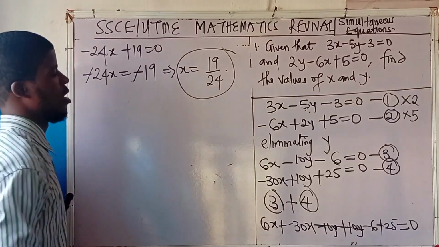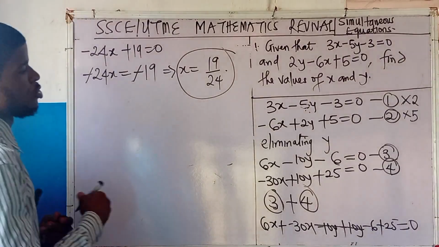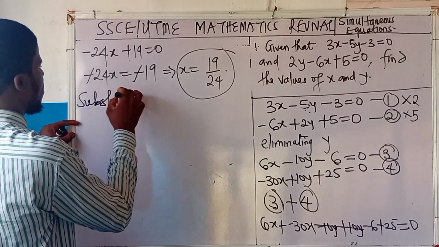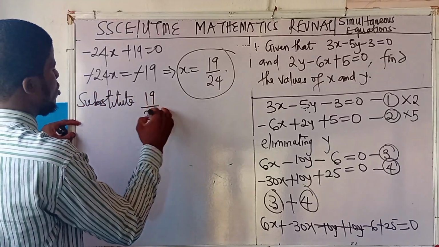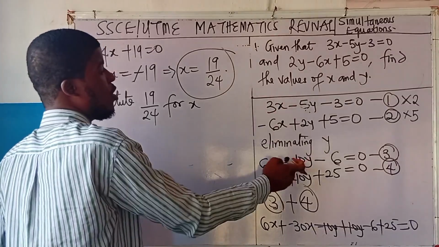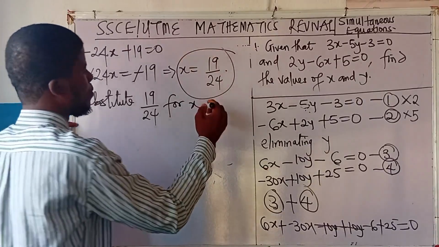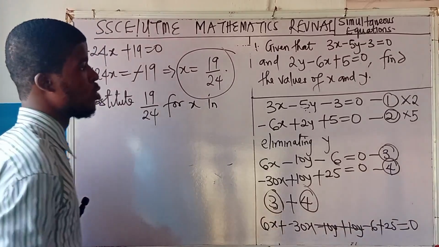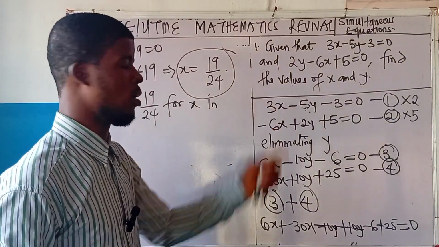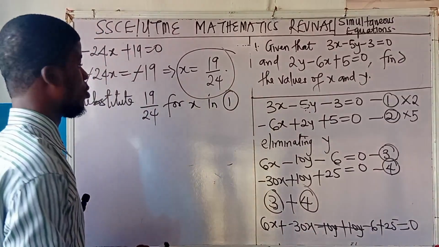However, now that I've gotten x, how do I get y? What we normally do is a substitution. I'll substitute 19 over 24 for x. Anywhere I see x in any of these 4 equations, 1, 2, 3, 4, I'll write 19 over 24 in any of the 4 equations. But which equation will I use? I want to use equation 1. Yeah, it's my choice. You can solve with another equation, no problem.